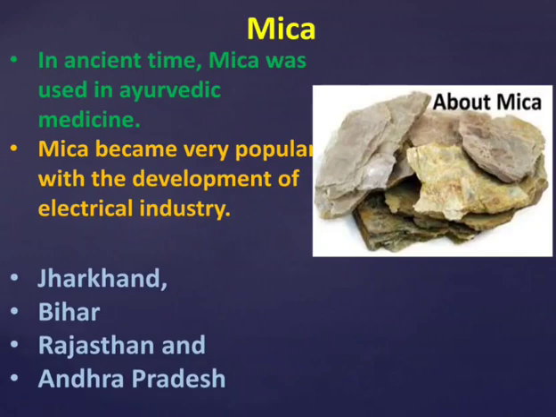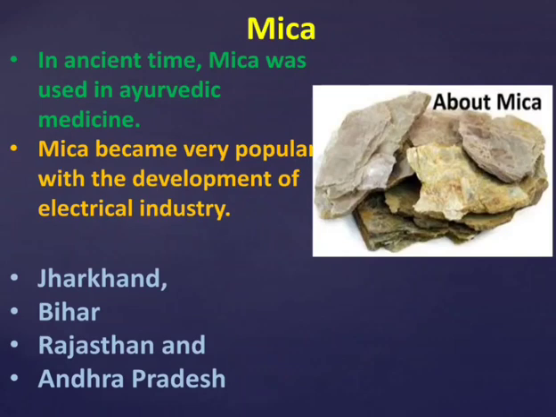Mica is a non-metallic mineral. In ancient times, mica was used in Ayurvedic medicine. Abrak is of good quality. Mica comes in different colors like yellow, white, black and red. Black is used for medicinal purposes. Mica is elastic in nature and a non-conductor of electricity. You know, mica is a bad conductor of electricity, so it is used in manufacturing many electrical goods.